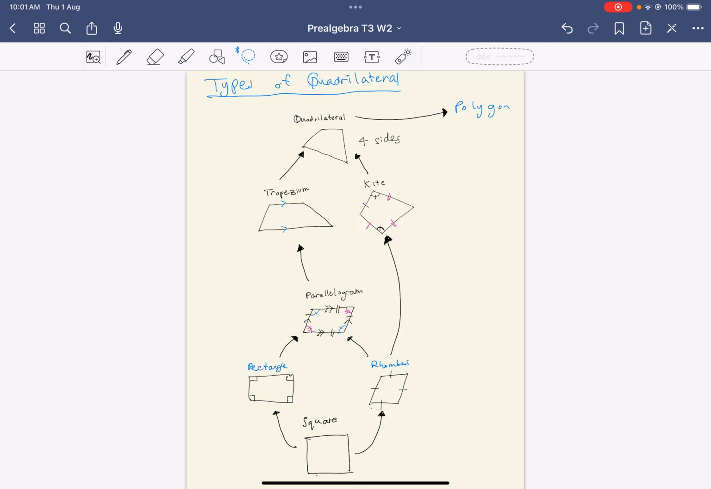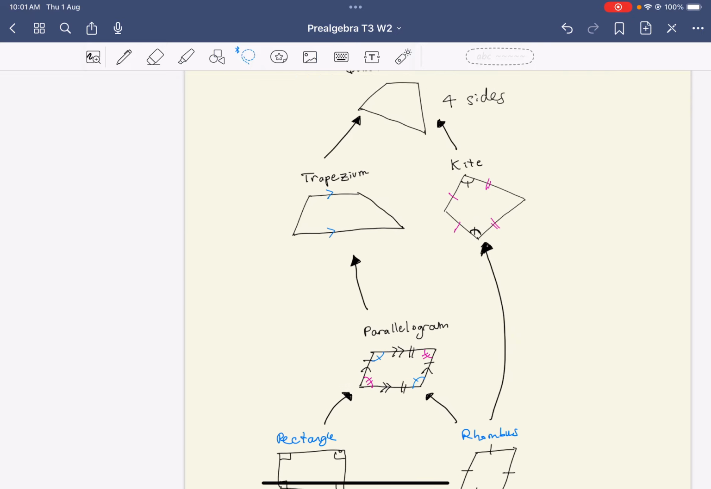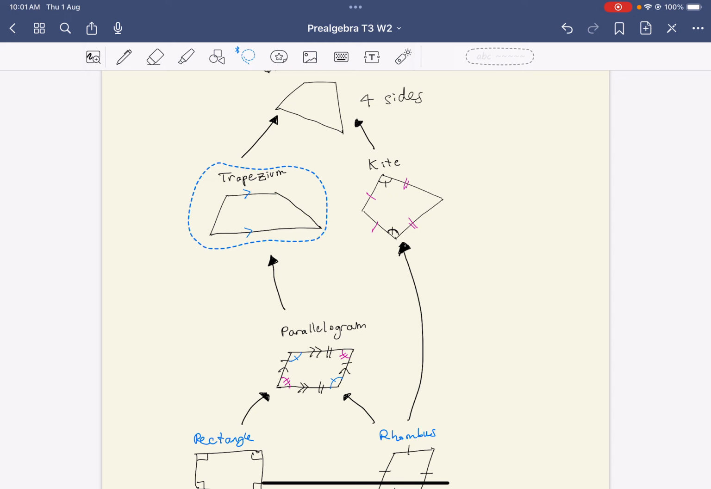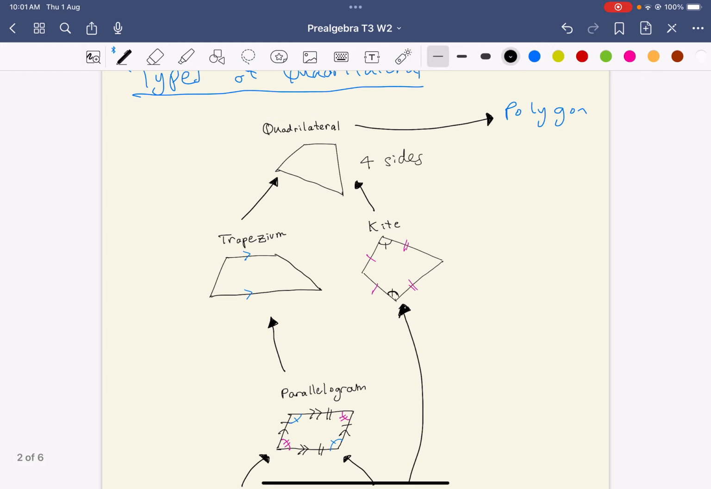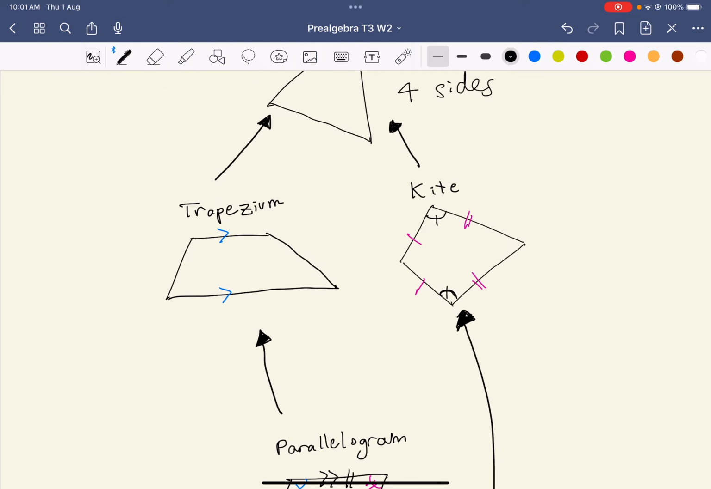So let's talk about our first special type of quadrilateral, and it's the trapezium. The trapezium still has 4 sides. Remember, there's a path from trapezium to quadrilateral. That means trapezium is a type of quadrilateral. So it's still got 4 sides. But on top of that, there's another rule. And the second restriction is that the trapezium has 1 pair of parallel sides.